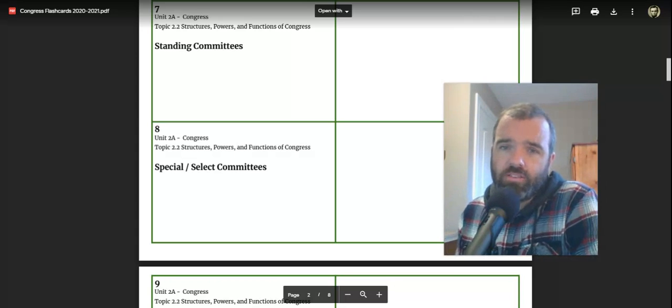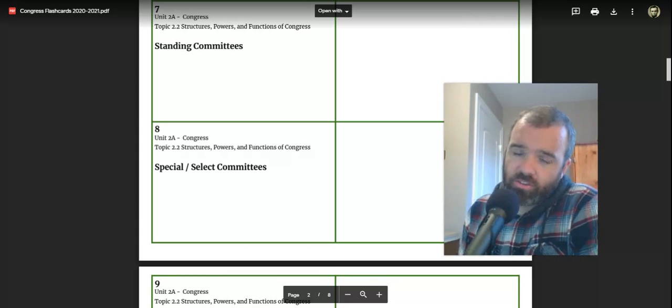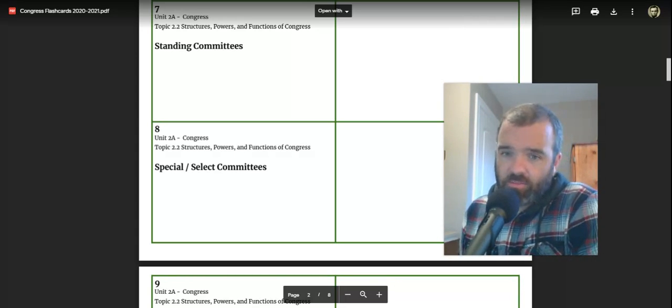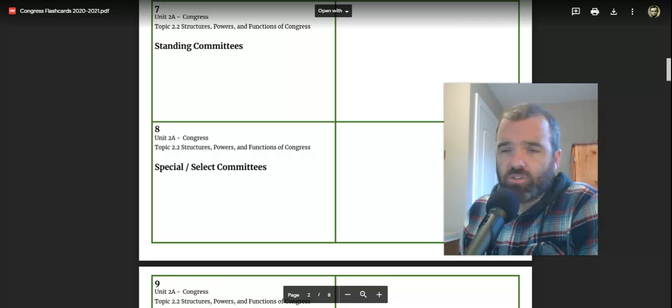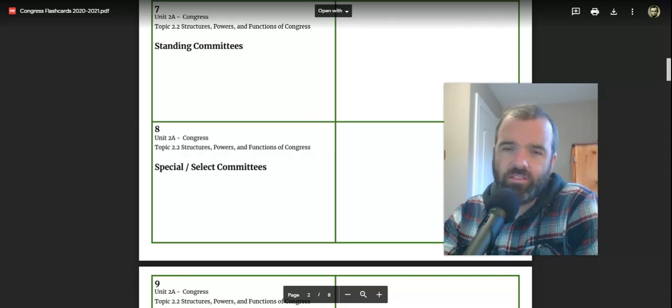Okay, so standing committees, they're permanent from one Congress to the next. Sometimes people can serve for many years on specific committees. But a special or select committee is created for a specific purpose, typically some sort of investigation, perhaps. And then they'll disband. So they're not those permanent committees. They can deal with really specific topics.